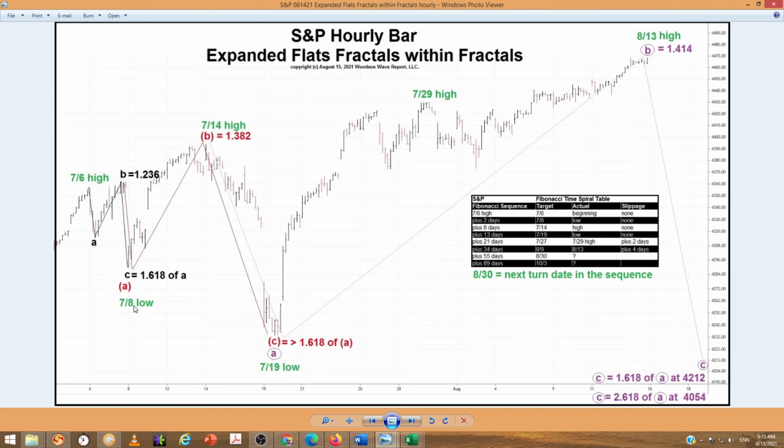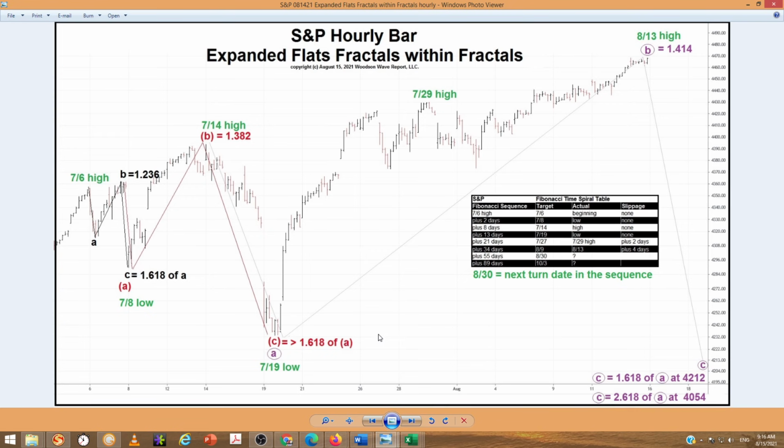It ended 2 days later on the 8th. Okay, then we have one that begins on the 14th, and you can see we've got an A down and a B up and a C down. I'm sorry, it's here. It starts on this beat. There's an A down in red, a B up, and a C down. And this B equals a Fibonacci 1.382, and C was more than a 1.618.